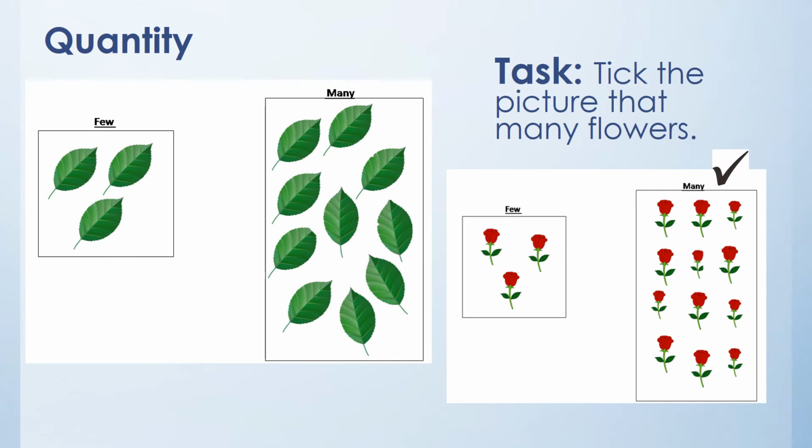So we can say the quantity of group 2 is more as compared to group 1. So we can say that group 1 has few flowers, whereas group 2 has many flowers, because group 2 has 12 flowers, which are more than 3 flowers. That's why we can say group 1 has few objects, whereas group 2 has many objects. Very good. Now you have learned it. Excellent.